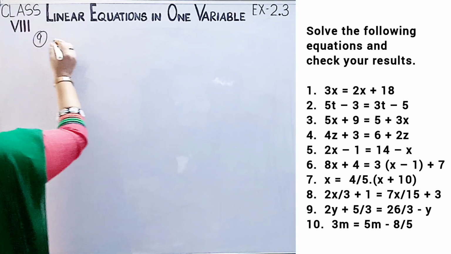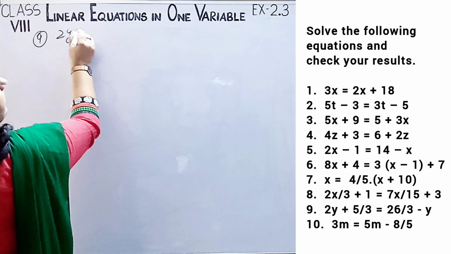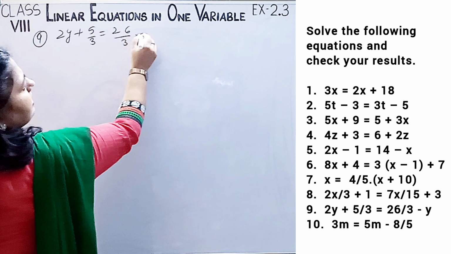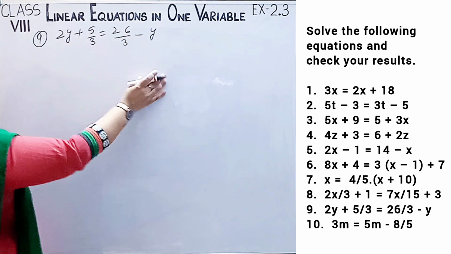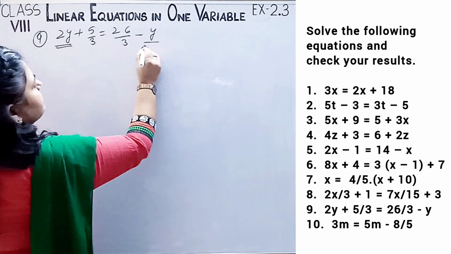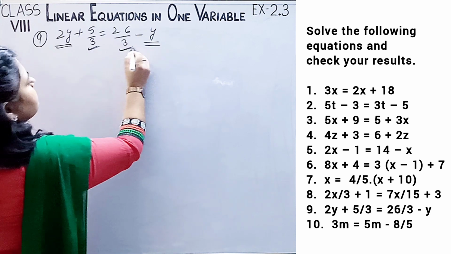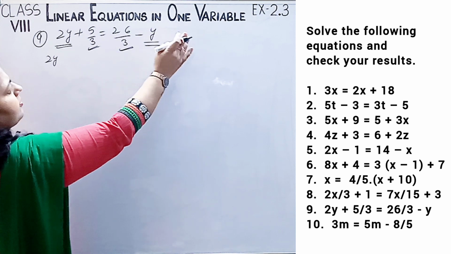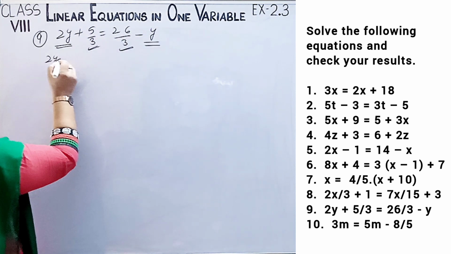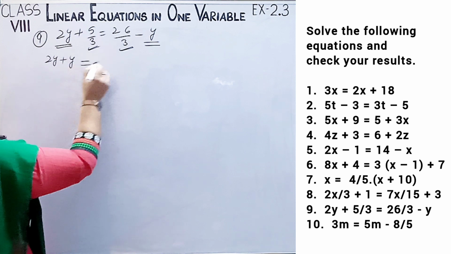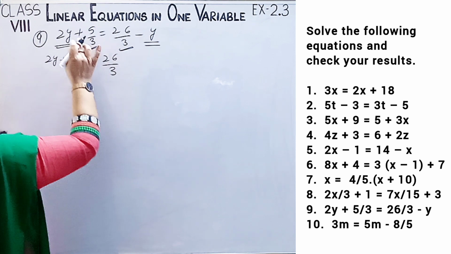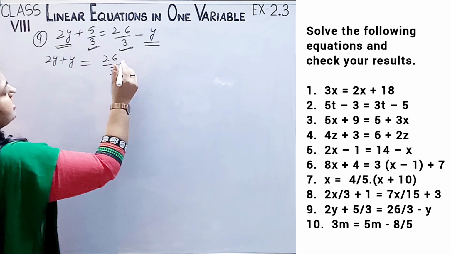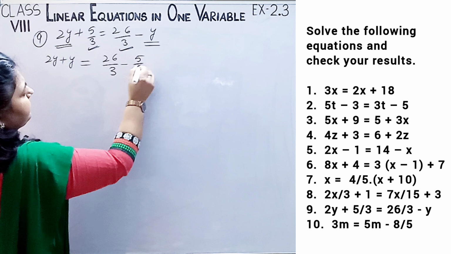Question 9. 2y plus 5 by 3 equal to 26 by 3 minus y. So separating the variable part from the constant parts. So transposing minus y from right to left, it will become plus y, equal to 26 by 3 plus 5 upon 3 from left to right, it will become minus 5 by 3.